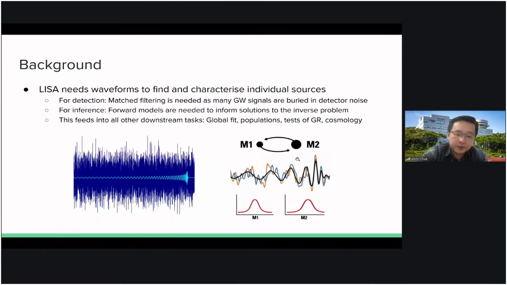This is the basic building block of gravitational wave astronomy that then feeds into all other downstream tasks, including the global fit and astrophysical populations. We want to do tests of GR or study cosmology. All of these will be covered in other plenary talks today, as well as in the rest of the symposium.